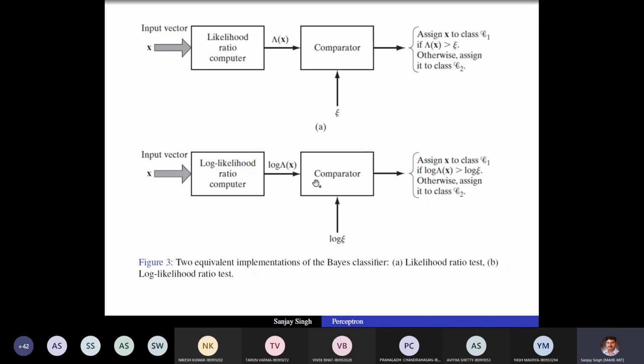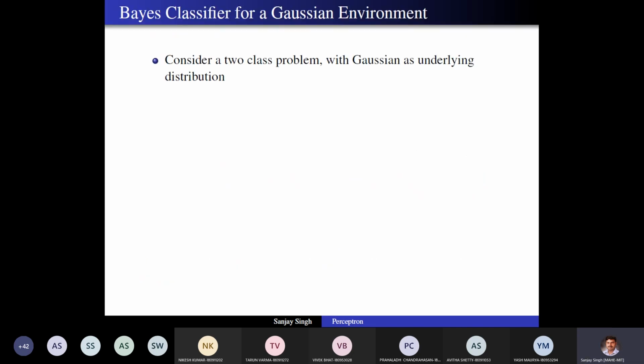This is another way of looking at it, one and the same thing. So this is what we have derived just now: the condition for a Bayes classifier to work. So far, we have not talked about any perceptron in this, nor any pinch of Gaussianity. Now let's introduce the Gaussianity. We are going to talk about the Bayes classifier for a Gaussian environment. If I consider my data to be Gaussian, then what is going to happen?